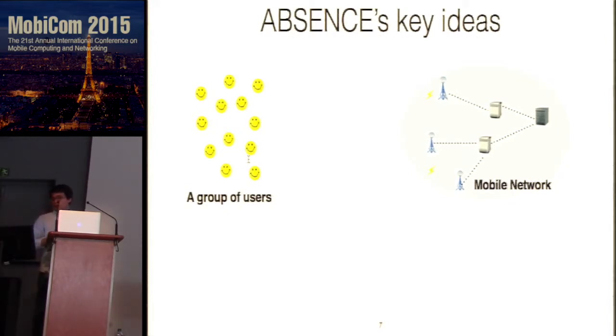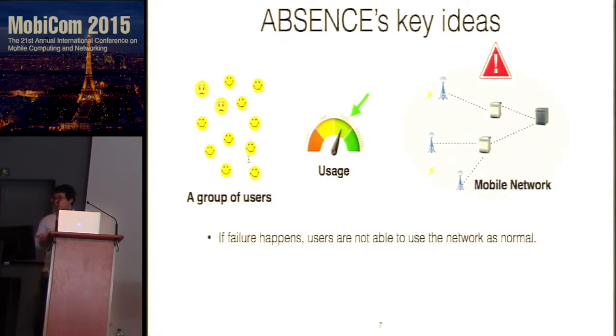We monitor the usage of a group of users in the network. If the network is good, we can observe good usage from that group of users. If a problem happens, either in the network or on the user device, the users will not be able to use the network as they normally would. If only a few users are experiencing problems, maybe the usage we observe from that group will look normal.